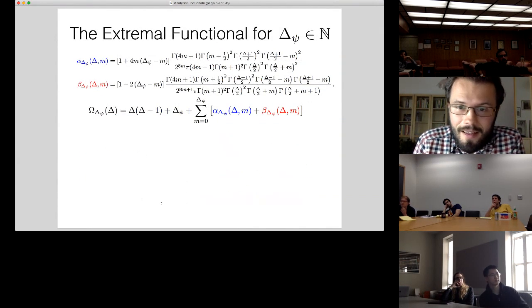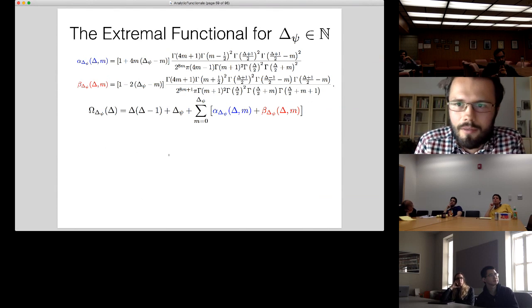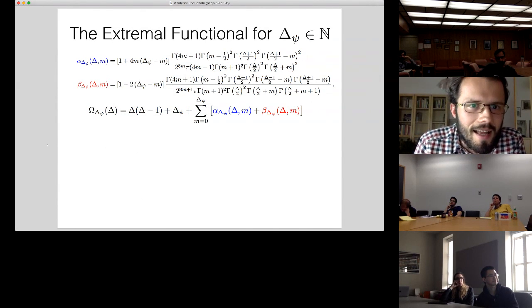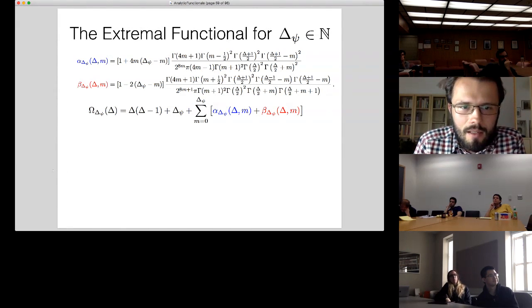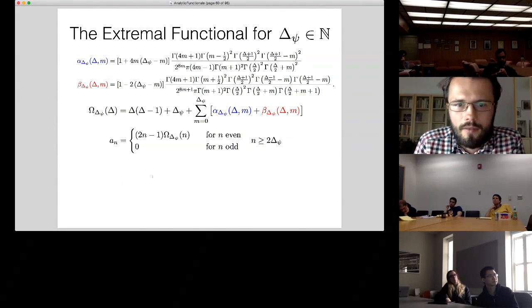Now, as I said, it's possible to repeat the same procedure for arbitrary delta psi integer or half integer. So let me just show you the exact solution when delta psi is an integer. It looks a bit messy, but hopefully you don't find it too disgusting. One needs to define these two auxiliary functions, alpha and beta, and then capital omega is of the form shown on the slide. And again, a n is either proportional to capital omega for n even or zero for n odd.